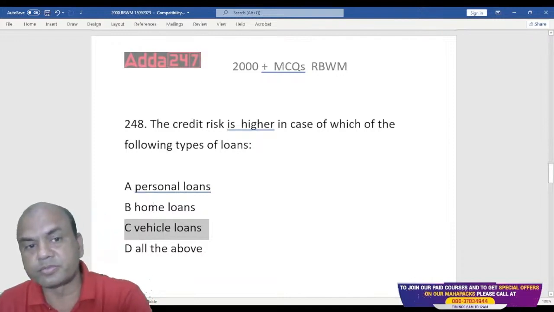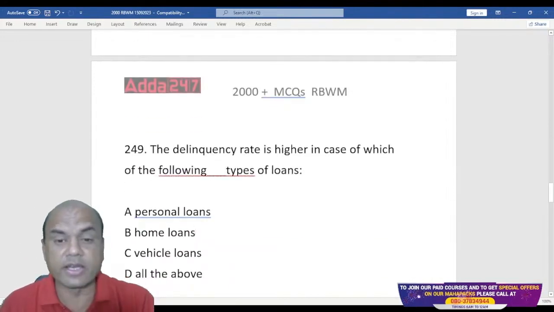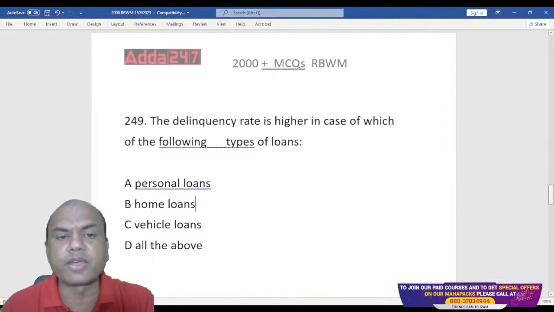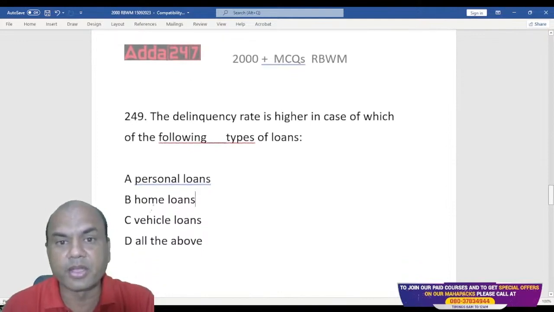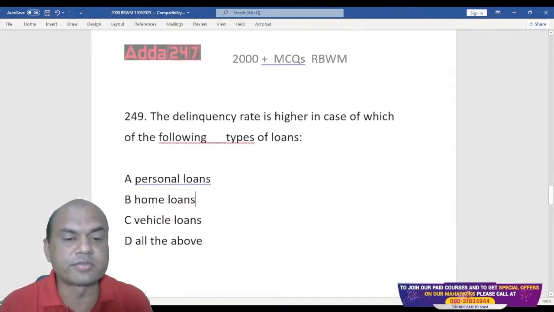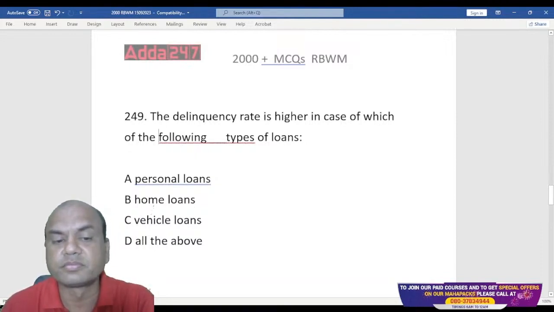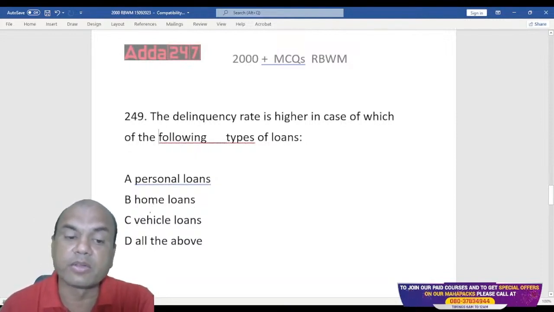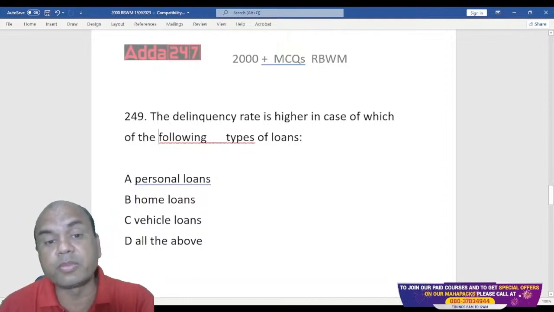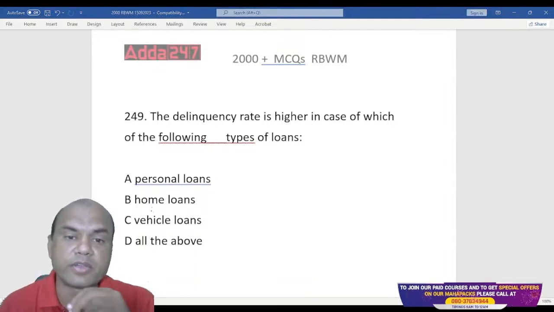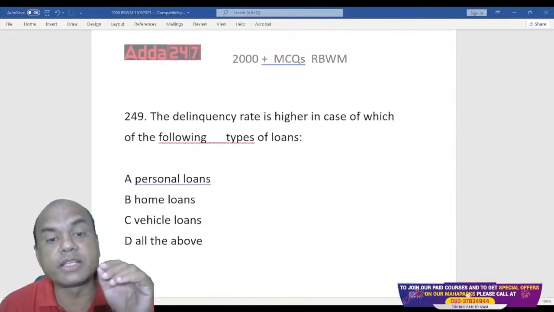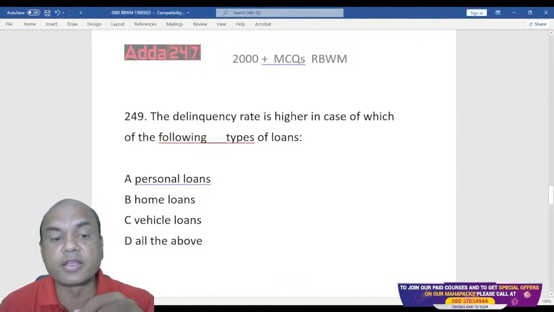Chalo, let's move on. The delinquency rate is higher in case of which type of loans? Delinquency means failure, default. The default rate is higher in which type of loans? Personal, home loan, vehicle loan, or all of the above. Where will the borrower be least concerned or least worried about the loans? Is it personal loan, home loan, or vehicle loan?